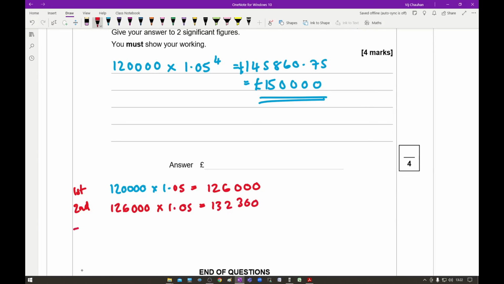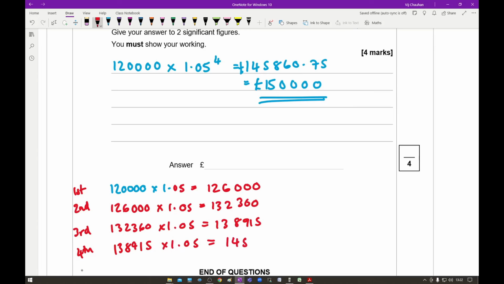Then the third year, I do 132,300 times 1.05, and that comes up to 138,915. And then the fourth year, it's going to be 138,915 times 1.05, and that comes up to the answer which I got previously, which is 145,860.75, and then we just need to round it to two significant figures, in which I get the same answer. And there we go.